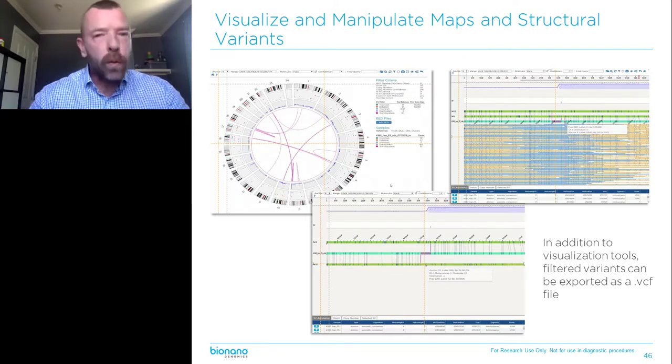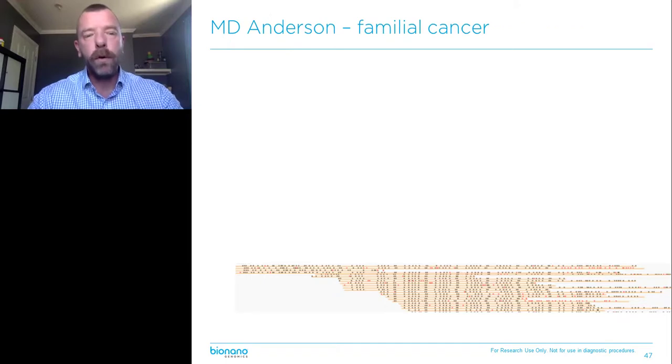I want to walk you through one example step by step so you get an idea of how that technology really works. So we spoke with researchers at MD Anderson who have been working on a family where 4 children have the same very rare, 1 in a million type of occurrence cancer. And the family had been studied by MD Anderson for a decade with no results.